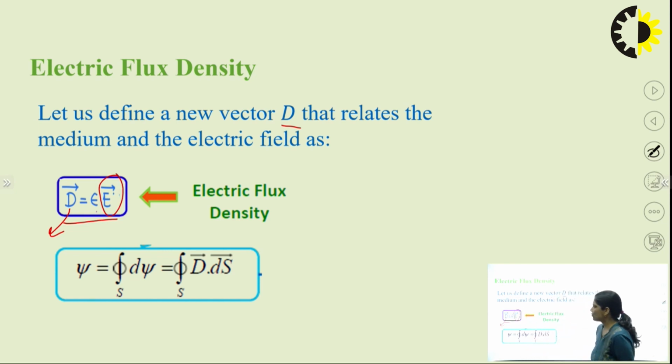And flux is equal to the closed integration of the differential flux dΦ, that is the closed integral of D dot ds. This is for the surface.